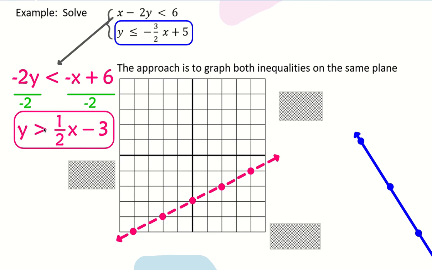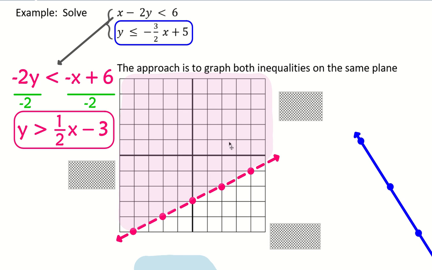Now we also need shading. You can look at the symbol as a shortcut. Remember the whole test point thing? We could test out (0, 0), but we have a shortcut. The symbol is greater than, so we're going to shade above. Now shade very lightly, as lightly as you can. You'll see why in a minute, or maybe you remember why. But shade very, very lightly, okay?